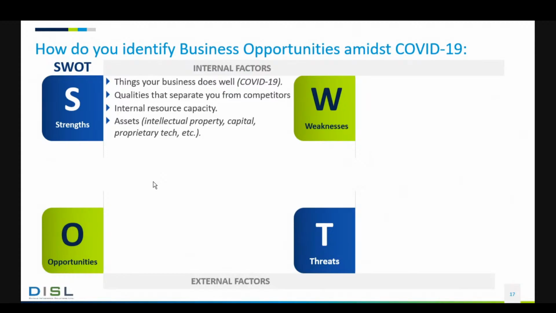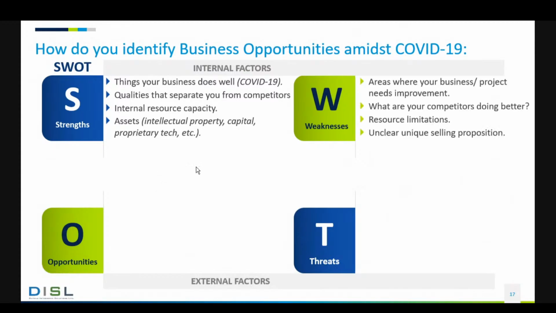How are your projects and your business functions responding? What qualities are in place that are differentiating you from your competitors? And what internal resource capabilities do you have? You may have skills within your human resources that are being underutilized at this point in time that you could take advantage of. Similarly, you may have assets, whether it's intellectual property, capital, proprietary technology, processes, or systems in place that you may be able to use to your advantage during this point in time as well.